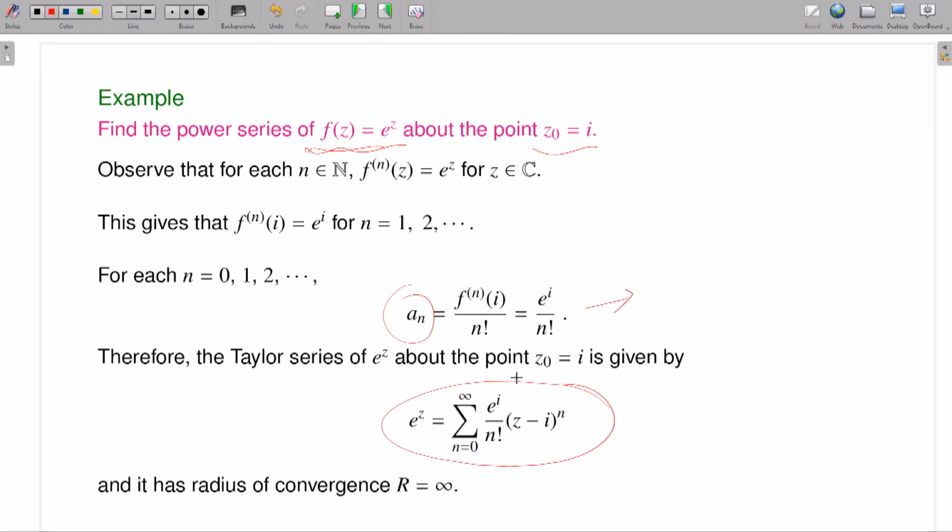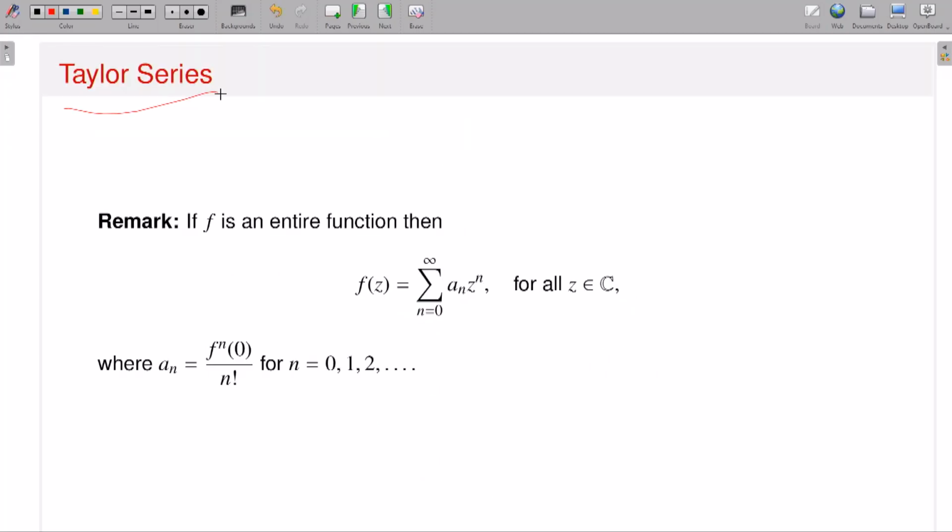So therefore this is the corresponding power series around the point z0 equal to y, and if I calculate the radius of convergence, it is the point at infinity. The radius of convergence is infinity because my function, the exponential function f, is analytic everywhere in the complex plane. So this is one of the little notes or remarks.